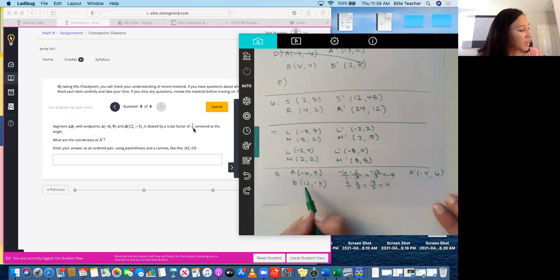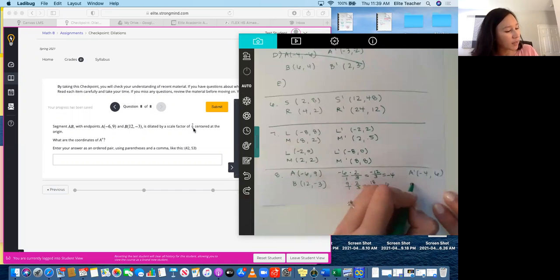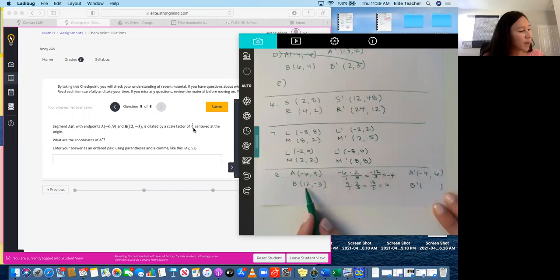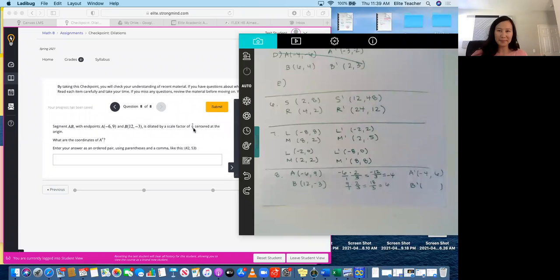Okay, I'm going to let you guys try to find the B prime points. So you're going to multiply 12 by 2/3 and multiply -3 by 2/3. And then send me what you get in the chat.